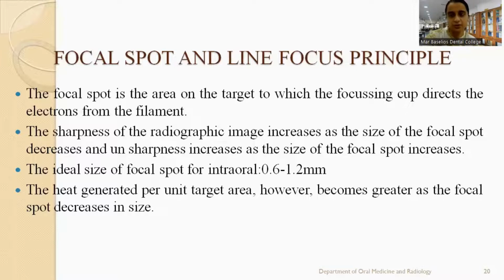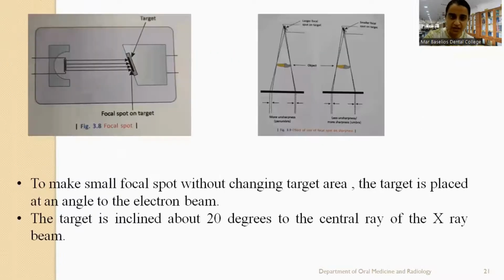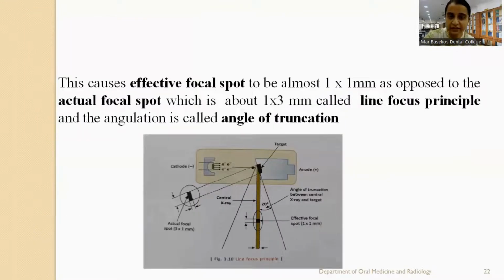So in order to make the image sharp and to cause increased dissipation of heat, the machine has been made in such a way that the target is inclined at a 20-degree angulation to the central X-ray. So what happens? The effective focal spot becomes almost 1 into 1 mm, whereas the actual focal spot size is 1 into 3 mm. This is called the line focus principle, and this 20-degree angulation is called the angle of truncation.